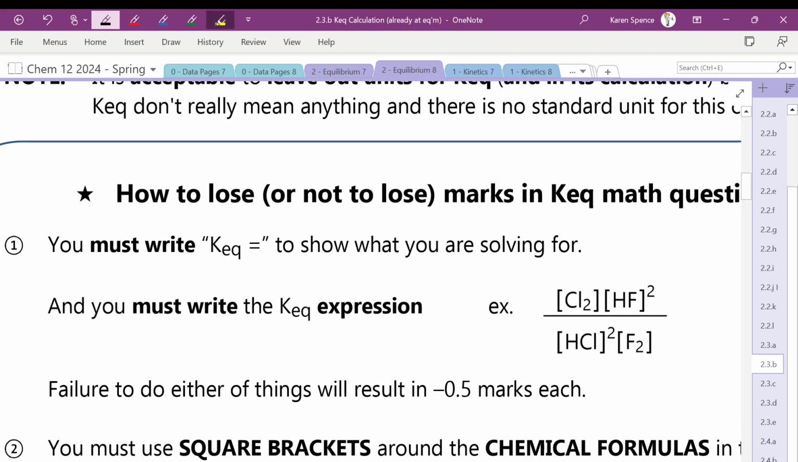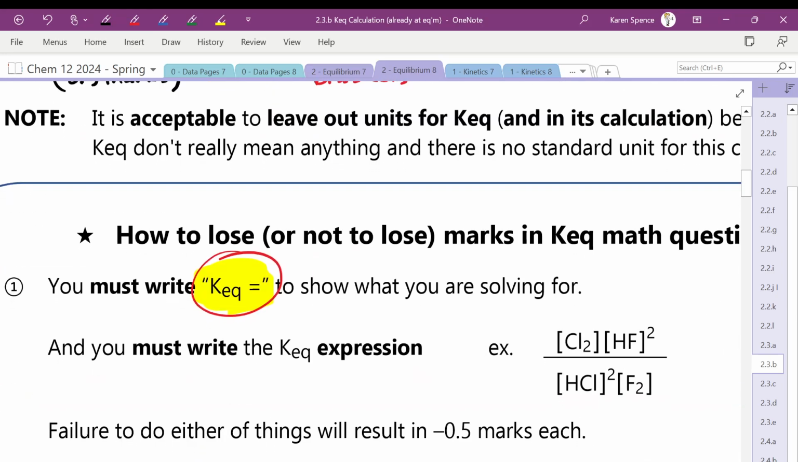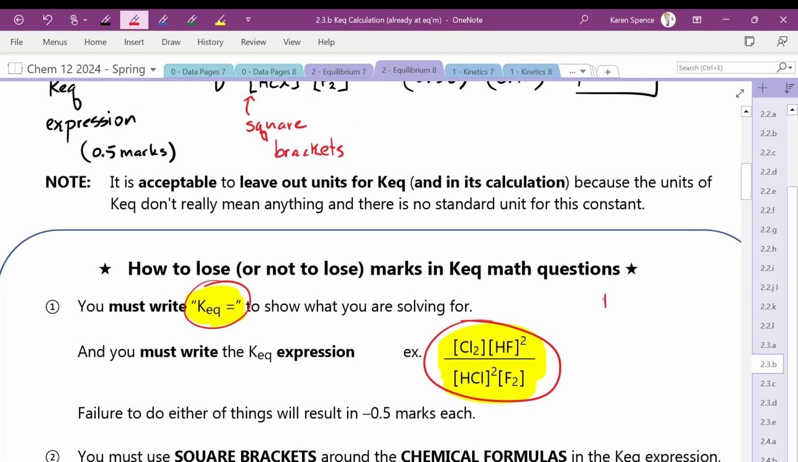You have to write Keq equals. This is on the same page, just down below the question. You must write the Keq expression. What you don't need to write is concentration of products over concentration of reactants. Do not write that.